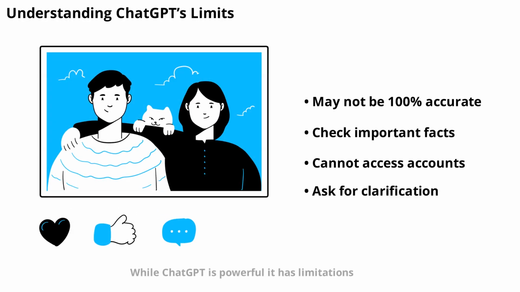While ChatGPT is powerful, it has limitations. It may not always provide accurate or up-to-date information, and it can't access personal accounts or perform real-world actions. Use it as a helpful guide, but double-check important facts from reliable sources. If you notice mistakes, simply ask for clarification or do your own research.